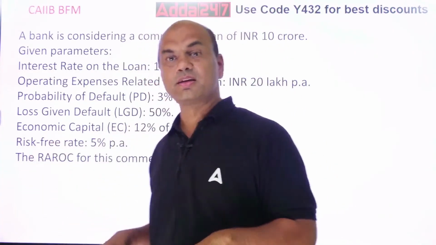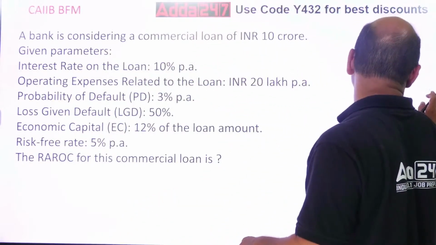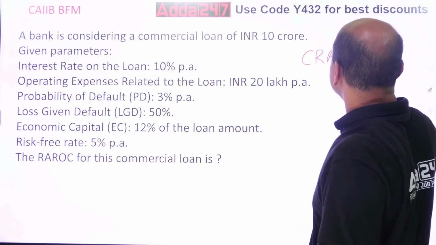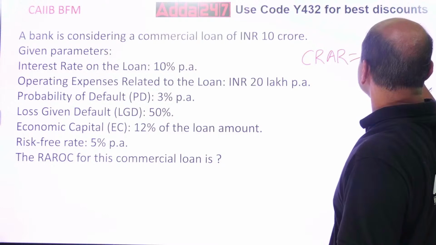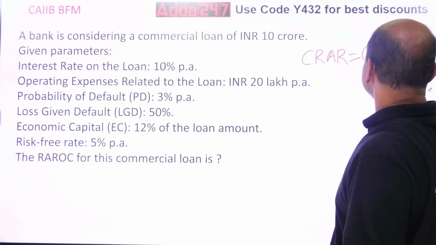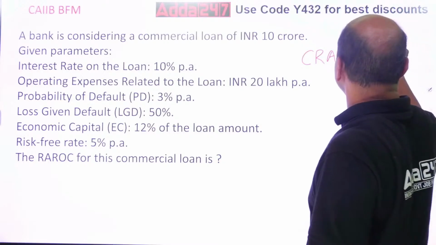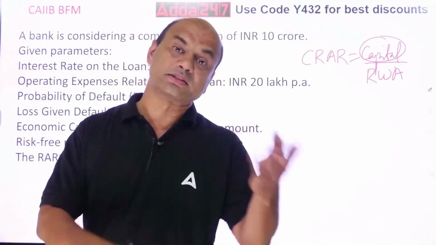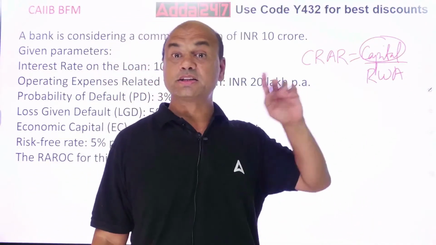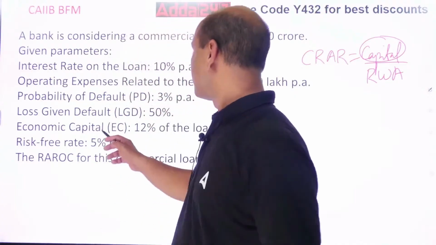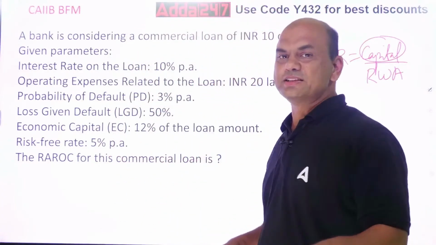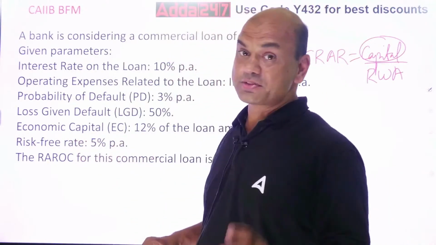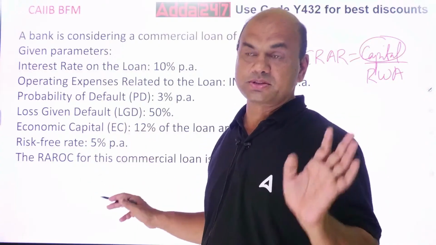Whatever loans I am giving, okay, see, CRAR, you understand this? Many of you might be knowing this, we have already done this. CRAR is equal to capital upon RWA. This part of capital is known as economic capital. It is basically the capital required to take the risk, to give the loans. So economic capital is given as 12%, basically given as CRAR. The risk-free rate is 5%. Risk-free means basically the FD rate is 5%.